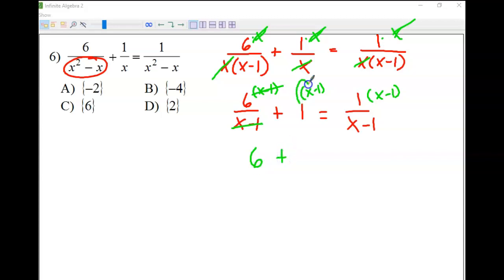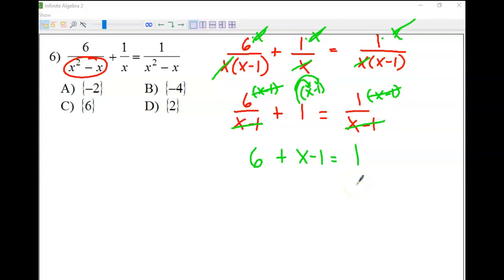Here, I'm going to distribute the 1 to multiply those together. Notice we're actually going to do some multiplication here because this x minus 1 did not get canceled. So we're going to go ahead and distribute it in to get x minus 1. And then over here, these get canceled as well. So you're left with 1.